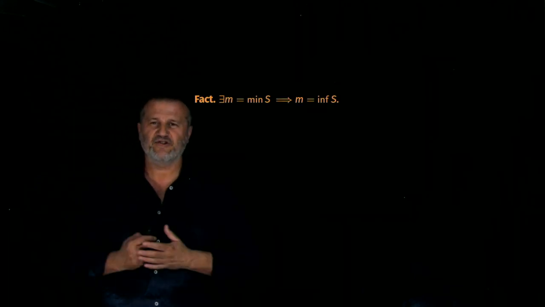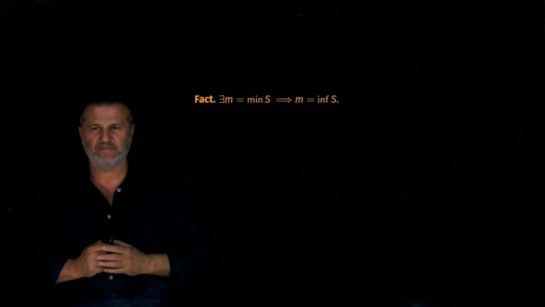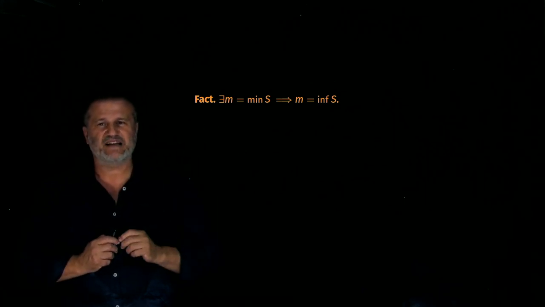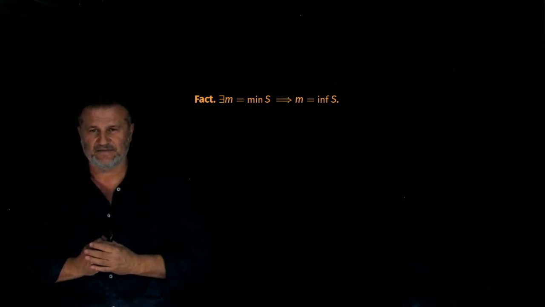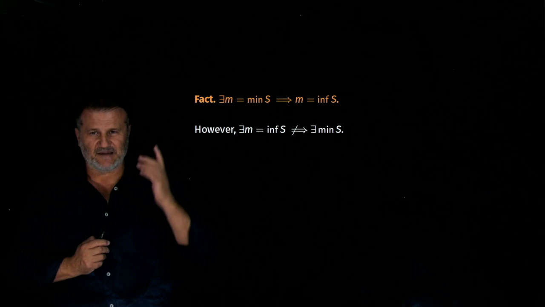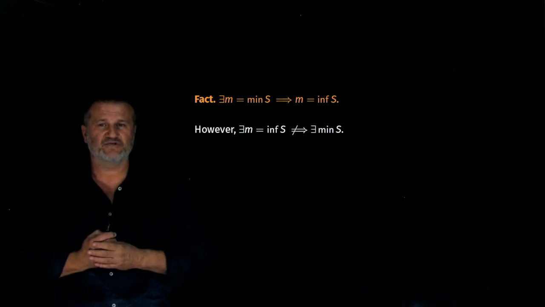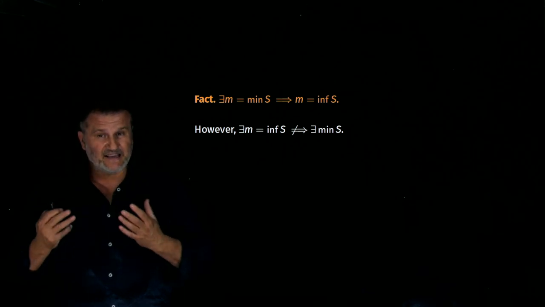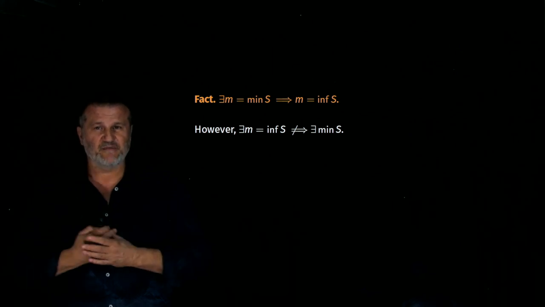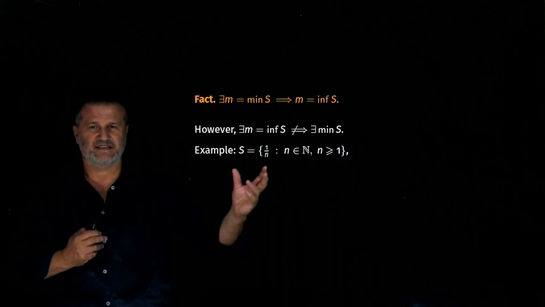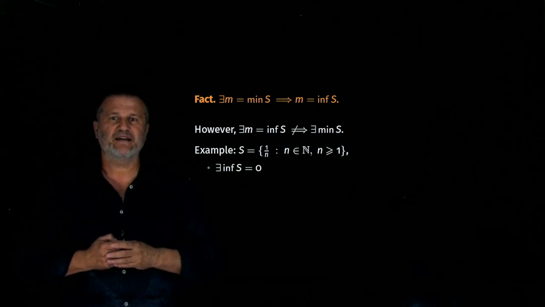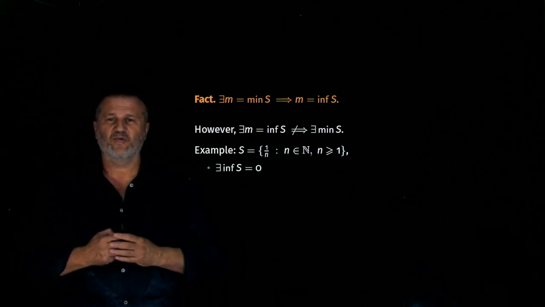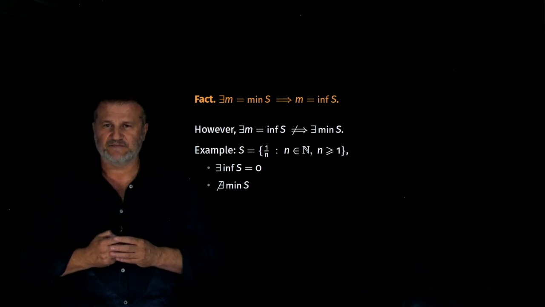There is a relation, of course, between minimum and the infimum. For example, you can easily prove that if the minimum exists, then it is also the infimum for the set. However, as the example we have discussed above shows, there are cases for which there exists the infimum of the set, but there is no minimum. In that case, the set of numbers 1 over n, n natural greater or equal than 1, the infimum is 0, while there is no minimum for the set.